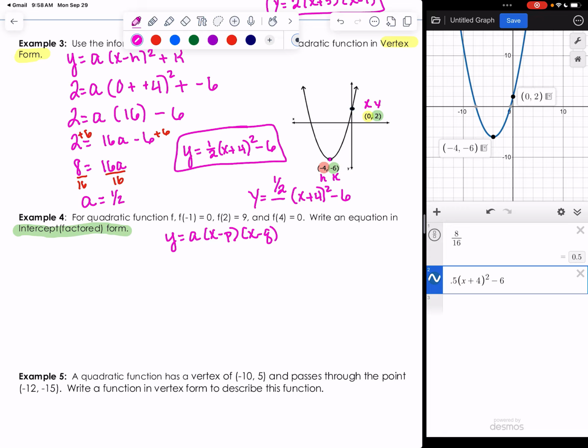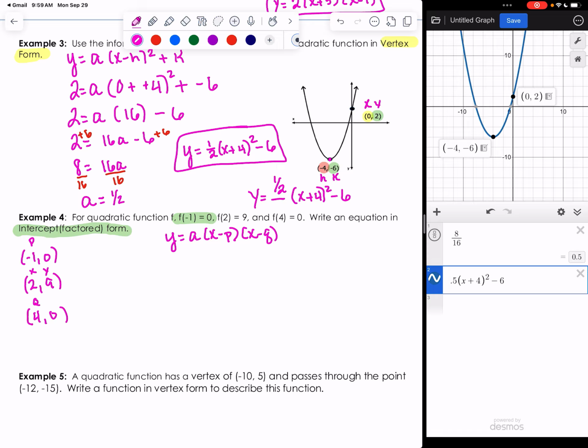Now, here's what we know. If f of -1 equals 0, that means we have a point on this parabola at (-1, 0). So our p value, for our first zero of the function, is -1. We also know we have a point at (2, 9). That is not a zero of the function, so I'm just going to put an x and a y above it. And we know that f of 4 is 0, so we have a point at (4, 0). So 4 must be q.